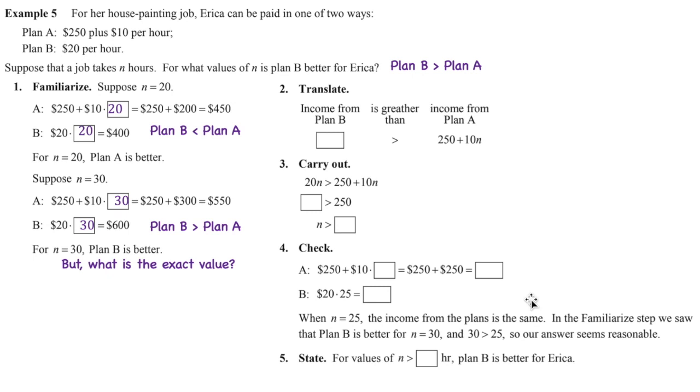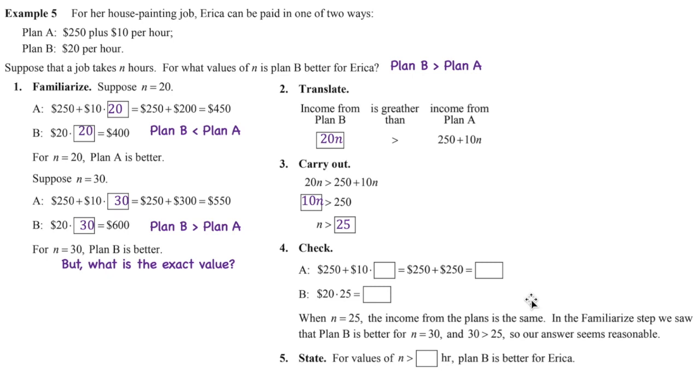So when we translate this into an inequality, we want our Plan B income, which is 20 times the number of hours, to be greater than Plan A at $250 plus $10 per hour. At this point, we can solve for n. We will subtract 10n from both sides, giving us 10n is greater than 250, divide by 10 so that n is greater than 25 hours.